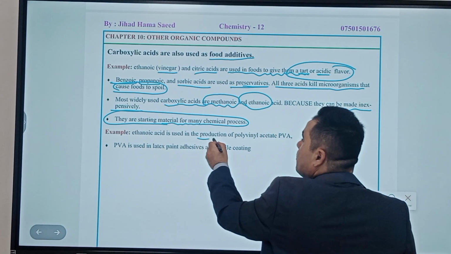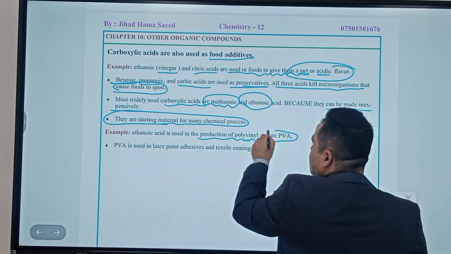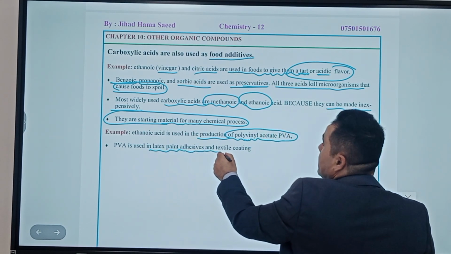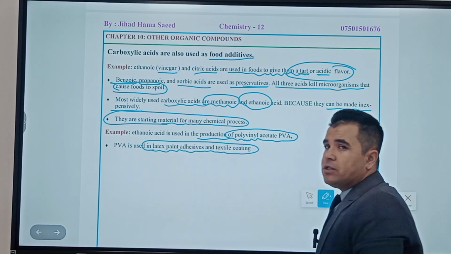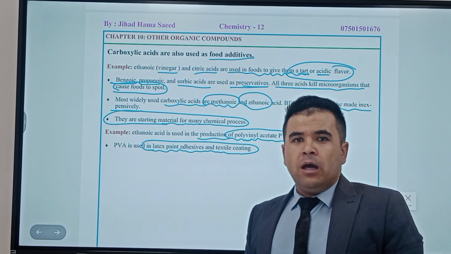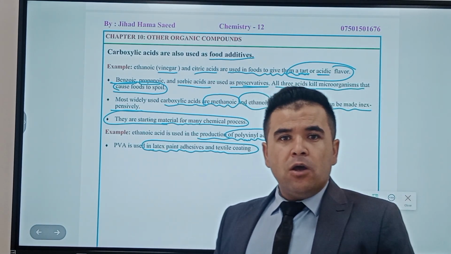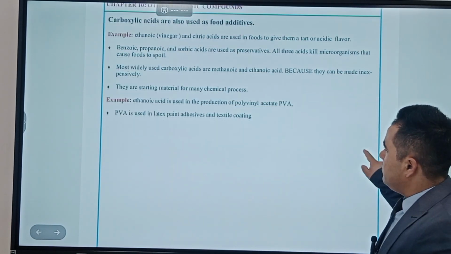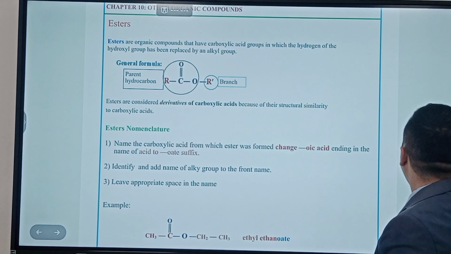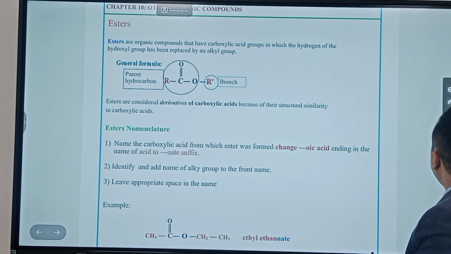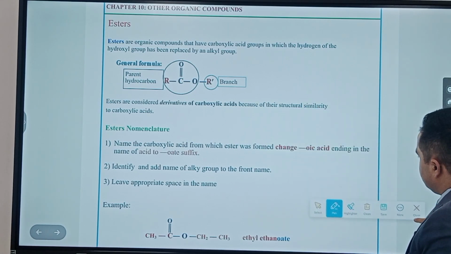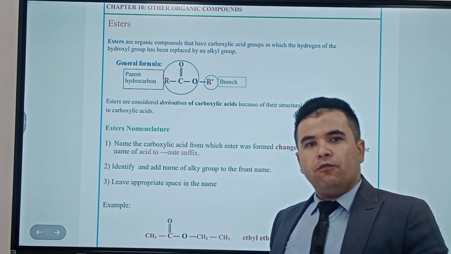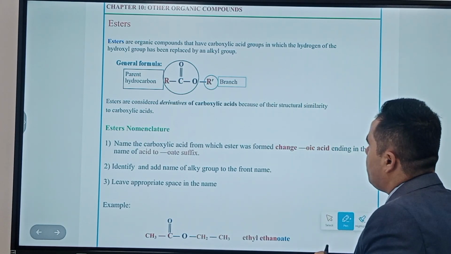Ethanoic acid is used in the production of polyvinyl acetate, PVA, and PVA is used in latex paint, adhesives and textile coating. Let us talk about the esters. We talked about carboxylic acids, aldehydes and ketones. Now let us talk about esters: their structure, the general form, the naming, and then the properties.